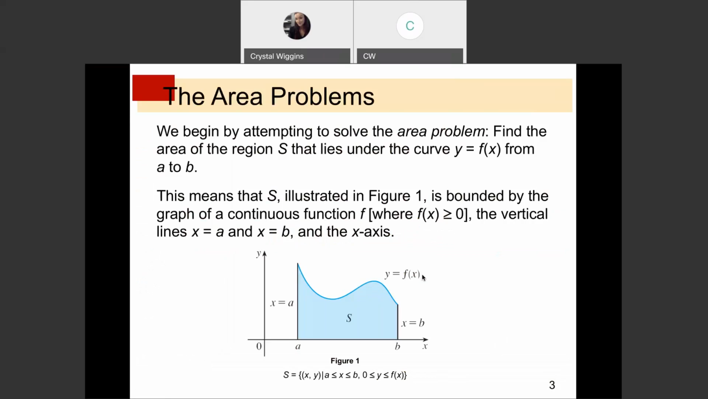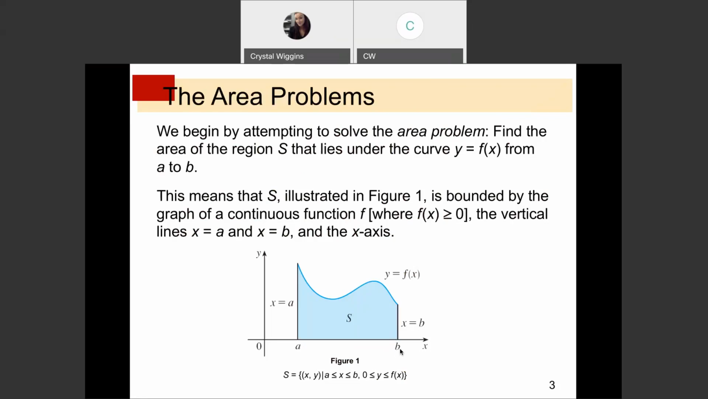We begin by attempting to solve the area problem. Find the area of the region S, which we see denoted here in this baby blue space that lies under a very specific curve. Let's call that curve f of x. It is talking about the area under the curve from specific parameters A to B. If we look at the picture, A is the start of where we start counting the area, while B is the terminal point in which we stop counting the area.